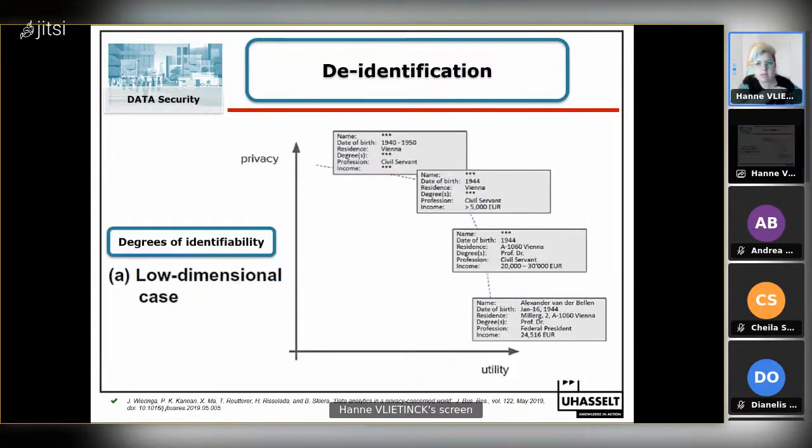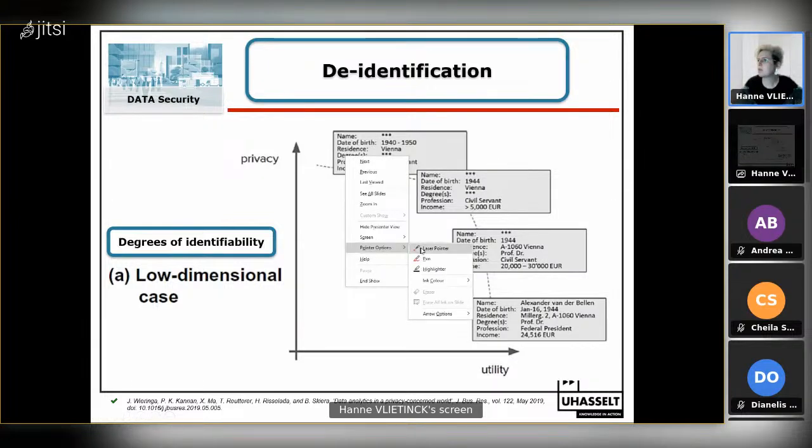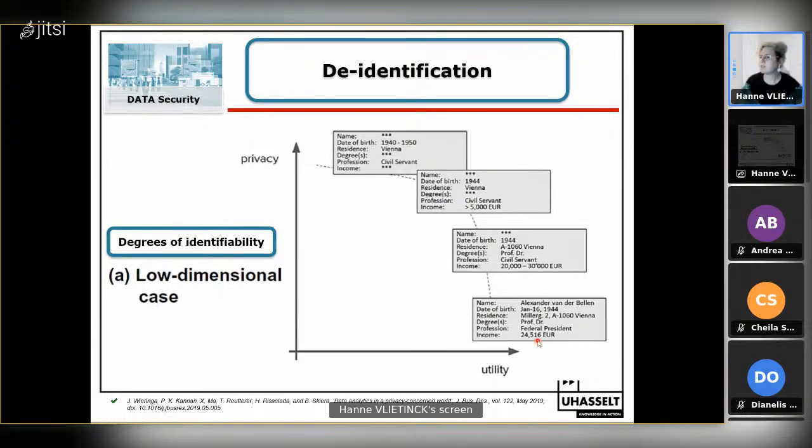If I give an example here, you see this is the full info with the name, the date of birth, and so on. If you would de-identify them a little bit, we would take away the name. We don't need the exact date of birth for this research. Year is enough. And then you can see how it can be further de-identified.